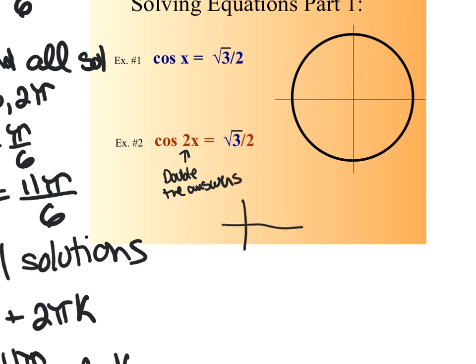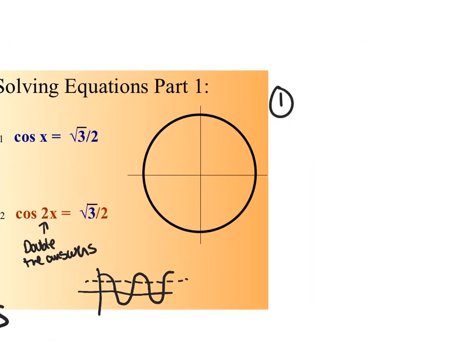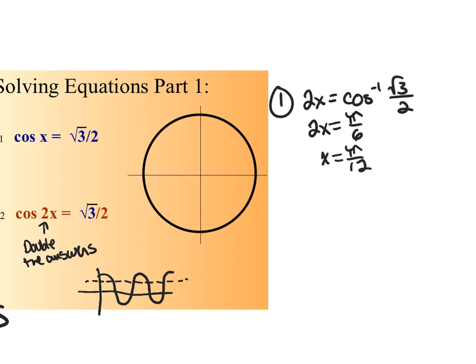Because if I'm going from 0 to 2 pi, now I have 2 periods of cosine from 0 to 2 pi, and I'm looking to see where it's going to intersect √3/2. Well, that's going to happen 4 times. So let me show you how to do that. We're going to do inverse cosine, which leaves 2x over on the right-hand side. And then we take the inverse cos of √3/2. So now 2x equals pi/6, which means that x equals pi/12.